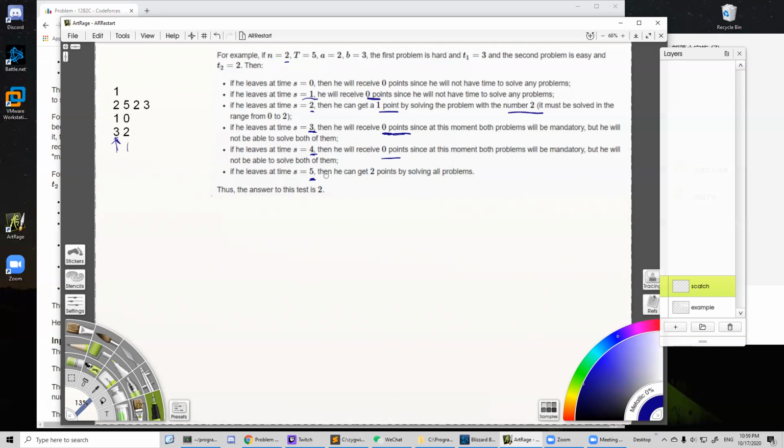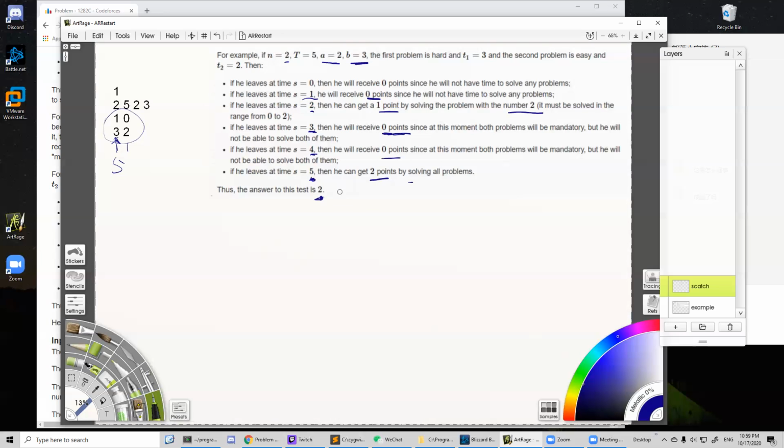Until the fifth second, he can get 2 points because he has enough time to solve both of them. Because he has 5 seconds, he can solve the easy problem and also the hard problem, right? So the optimal answer is 2. If he waits until the 5th second, he can solve 2 problems, right?